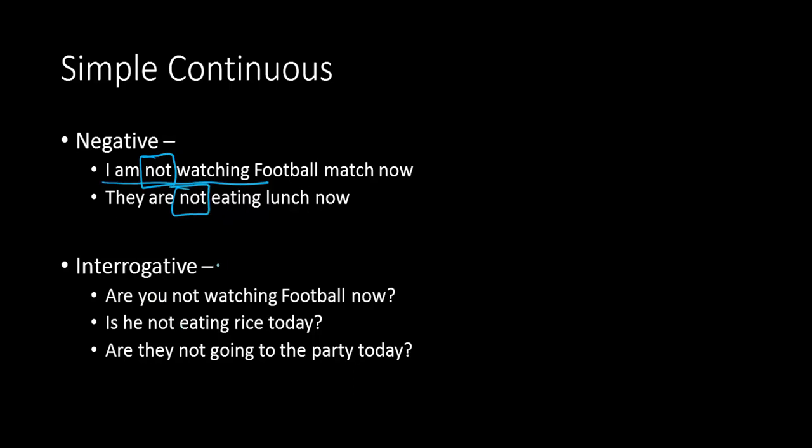The interrogative sentence is just a questioning sentence or a sentence used to question something.